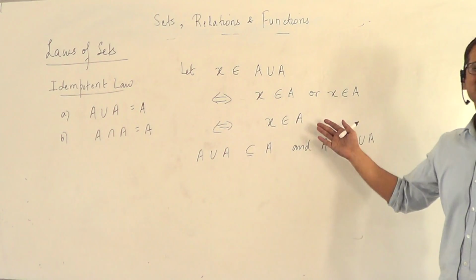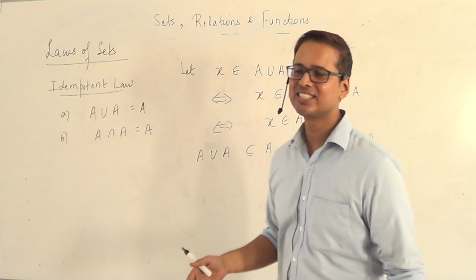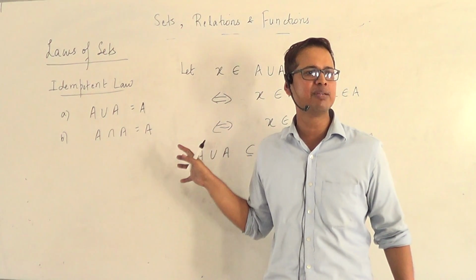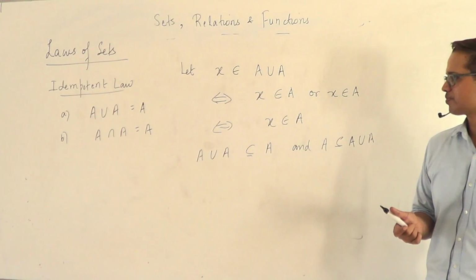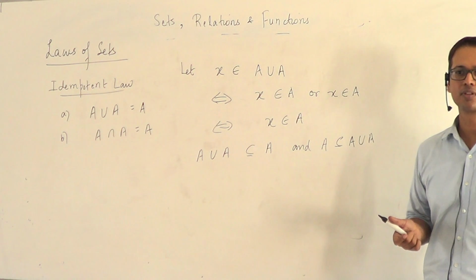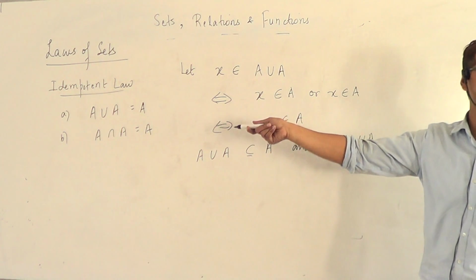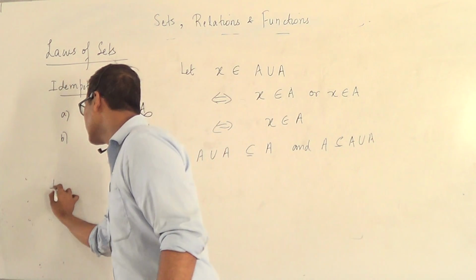That's a very trivial proof. So for the proof of these laws of sets, we are going to just follow these elementary proofs or arbitrary element proofs. Next up, I'm not going to waste your time and my time by doing the B part. I'm going to move to the identity law.